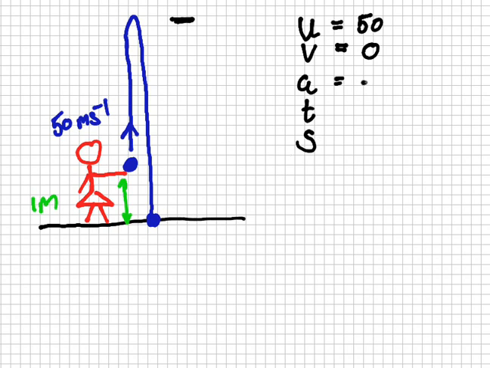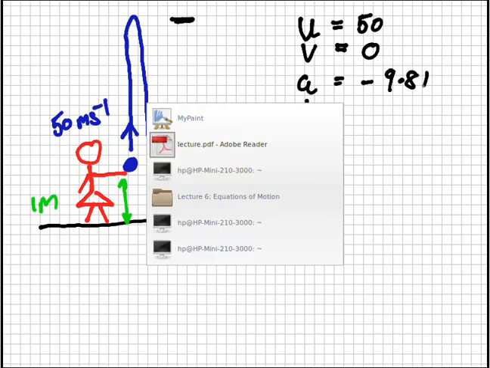Minus 9.81. Now why is it minus 9.81 and not plus 9.81? Well, basically it's always minus 9.81. But it's especially clear here because when the ball goes up in the air, is it going faster or slower? Slower, so it's decelerating, so it has to be minus. Do we know the T? No. And do we know the S? No. That's actually what we want.